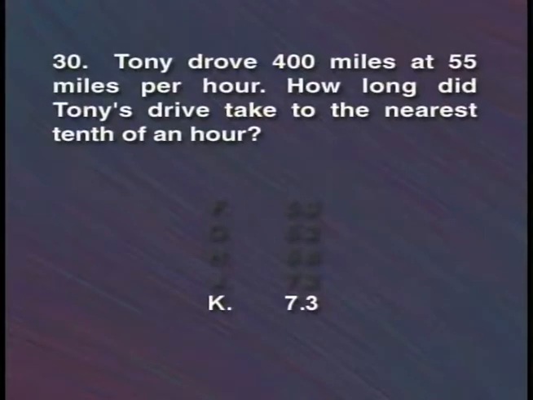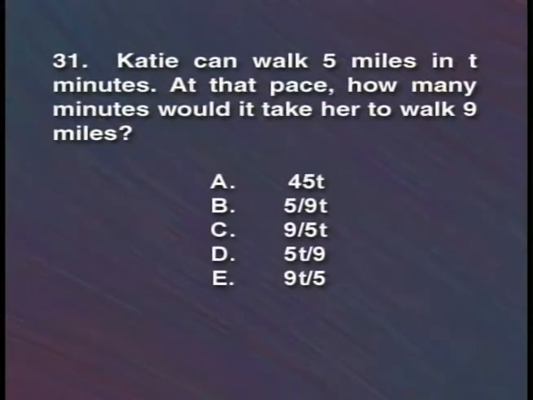Problem 31. Katie can walk 5 miles in T minutes. At that pace, how many minutes would it take her to walk 9 miles? This looks like it might be a problem using the distance formula. However, using ratios will make the solution much easier.